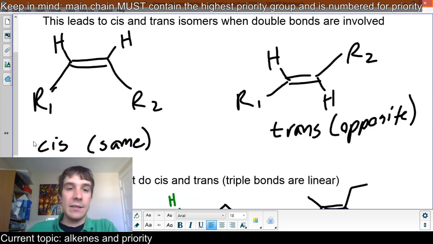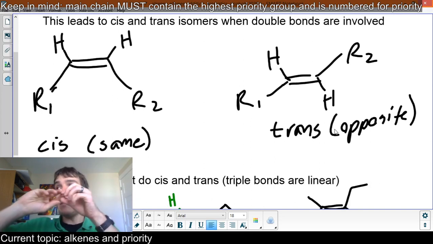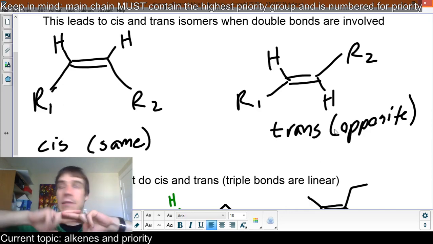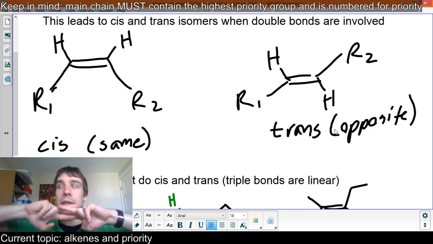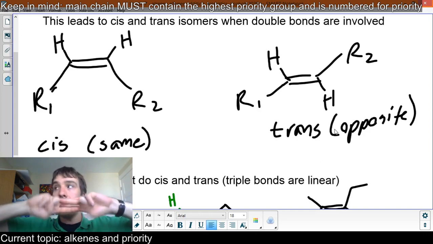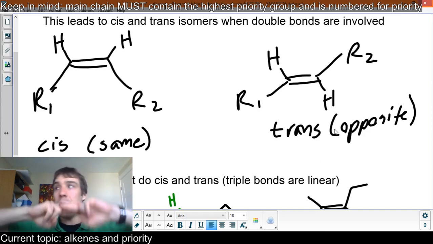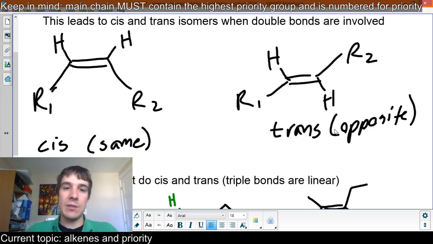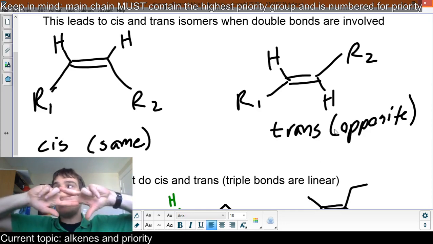This is a cis isomer. This is a trans isomer. The problem here is that single bonds can rotate, but double bonds are locked together. They can't rotate. The reason for that is due to something called hybridization and pi bonding. Pi like the mathematical thing pi, or the Greek letter pi. If you want to look that up, you can look at a pi bond and understand why they don't twist. But just know that they don't twist. They're stuck.